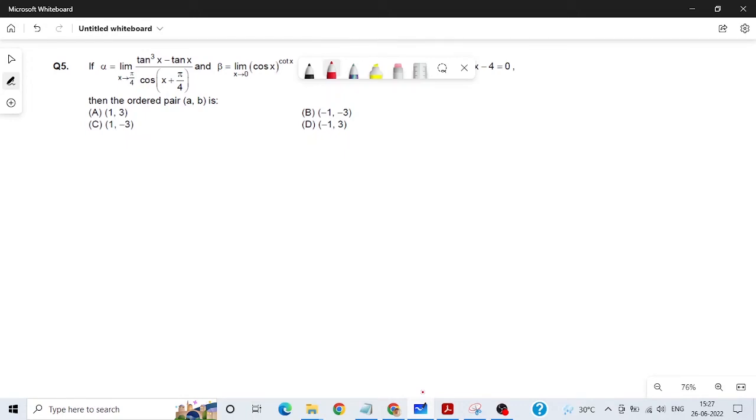If alpha is equal to the limit of x tends to pi by 4, (tan cube x minus tan x) upon cos of (x plus pi by 4), and beta equals the limit of x tends to 0, cos x raised to cot x, are the roots of the equation ax square plus bx minus 4 equals 0, then the ordered pair (a, b) is equal to.